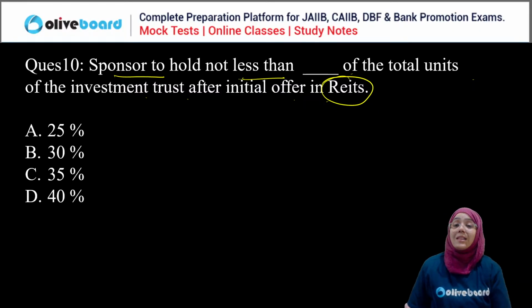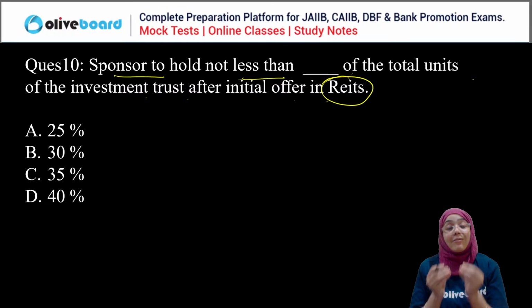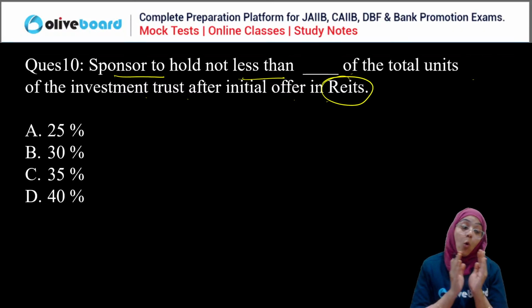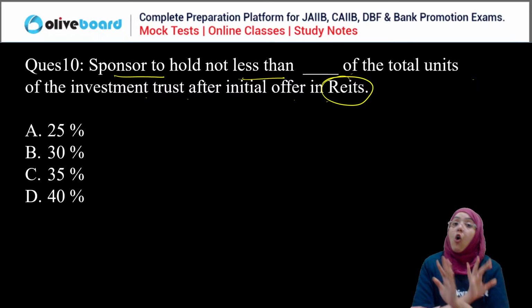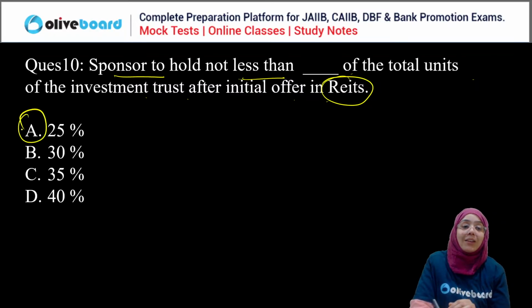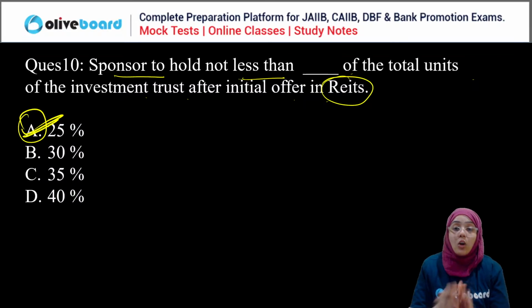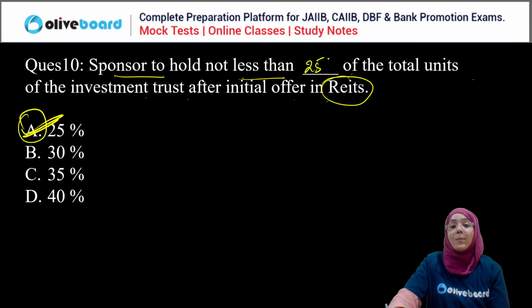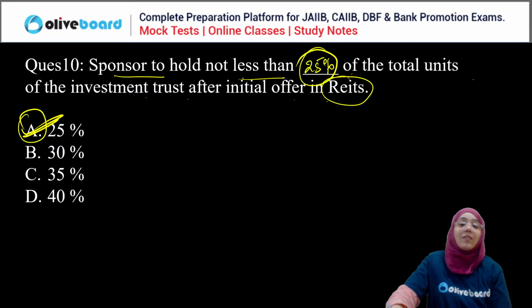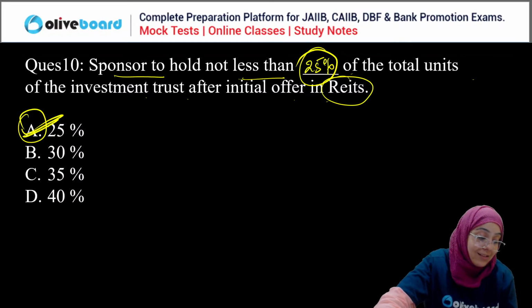Sponsor should not hold less than dash of the total units of the investment trust after the initial offer in the REITs. So the correct answer is 25%. This is a very easy question, yet you are all confused here. All of you are wrong. 25% is the correct answer here. Sponsor should not hold less than 25% of the total units of the investment trust in the REITs, right?